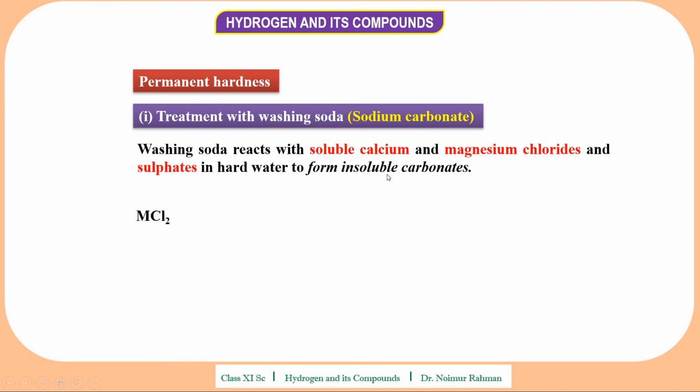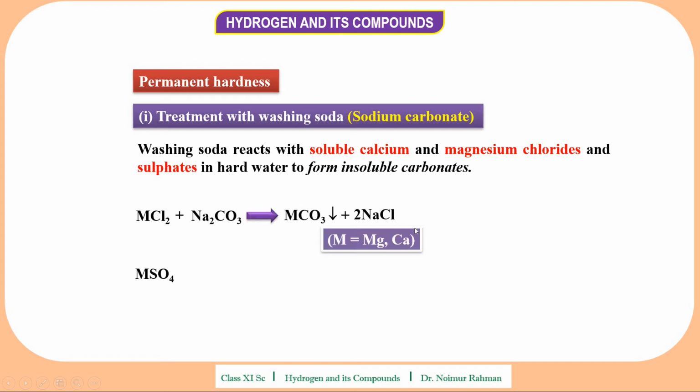Washing soda reacts with soluble calcium and magnesium chlorides and sulfates in the hard water to form insoluble carbonates. In the reaction, we are taking metal chloride or metal sulfate, in this case the metal is magnesium or calcium, and we are getting the corresponding products. These are insoluble products, so they can be easily filtered off to convert the hard water into soft water.